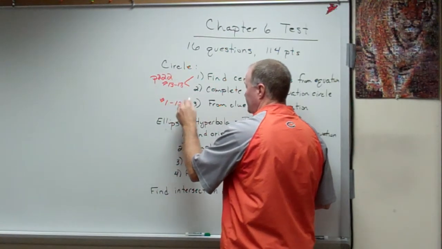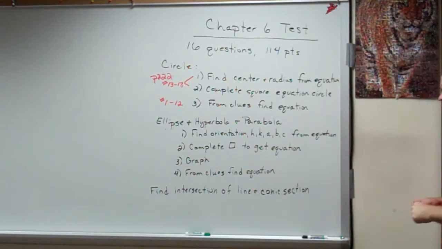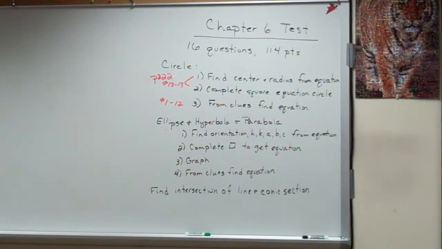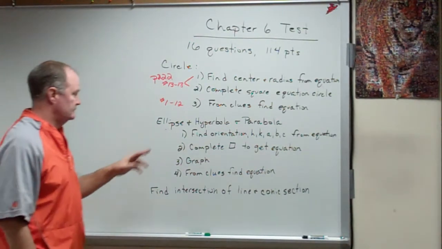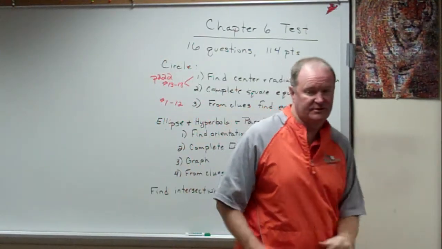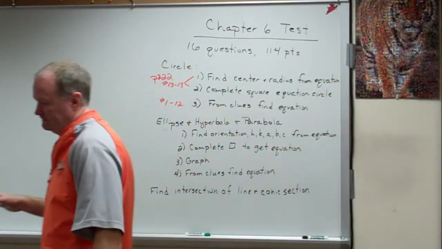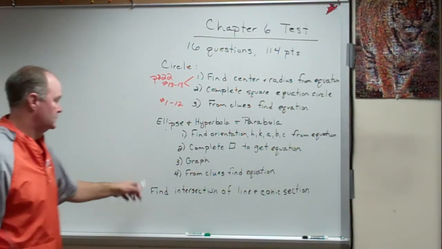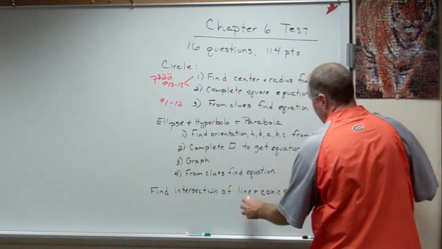The clues is really numbers 1 through 12. I'd focus more on 7 through 12 than the first 6. The first 6 are easy. That's the circle stuff we did. Then 27 through 34 on page 223.